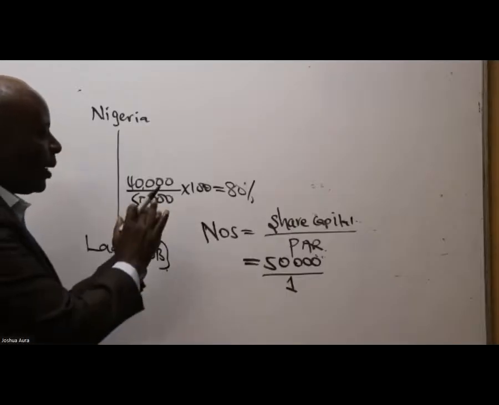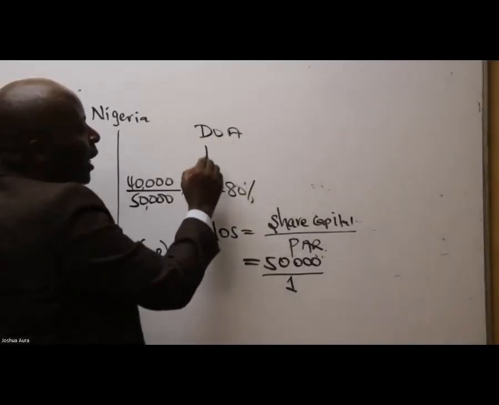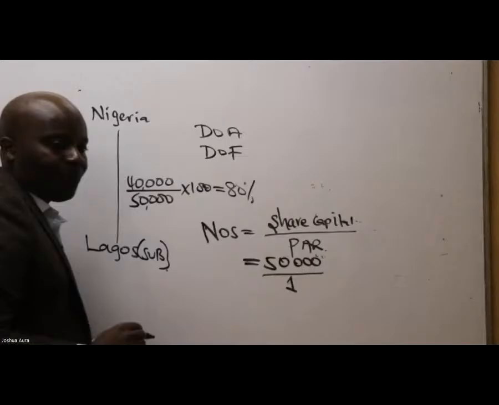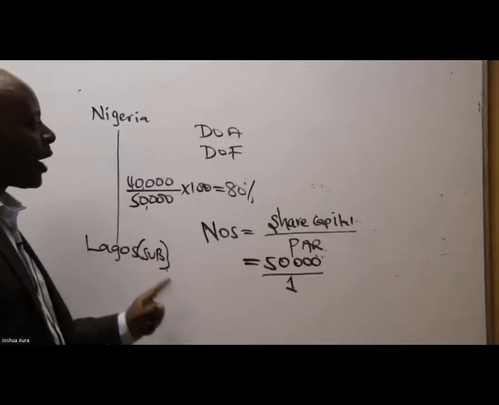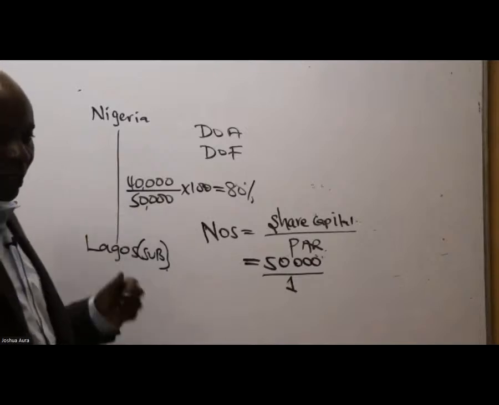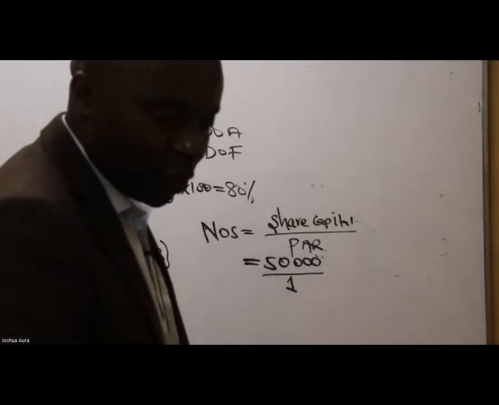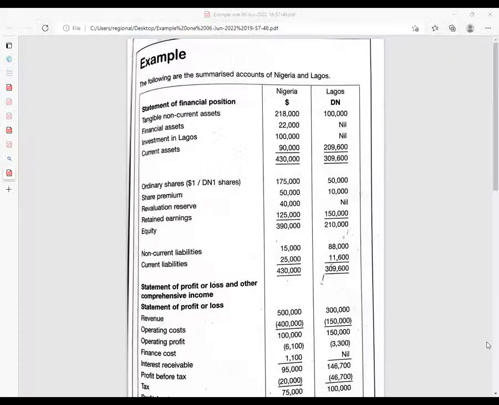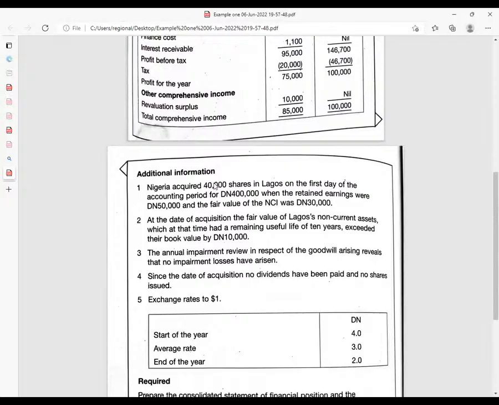So I would want to count the number of months. For me to count the number of months, I would be interested in knowing the date when we acquired the subsidiary, the date of acquisition, and the date of the financial statements. The date of acquisition for sure is given here. We are told Nigeria acquired 40,000 shares in Lagos on the first day of the accounting period. Oh, beginning of the year.